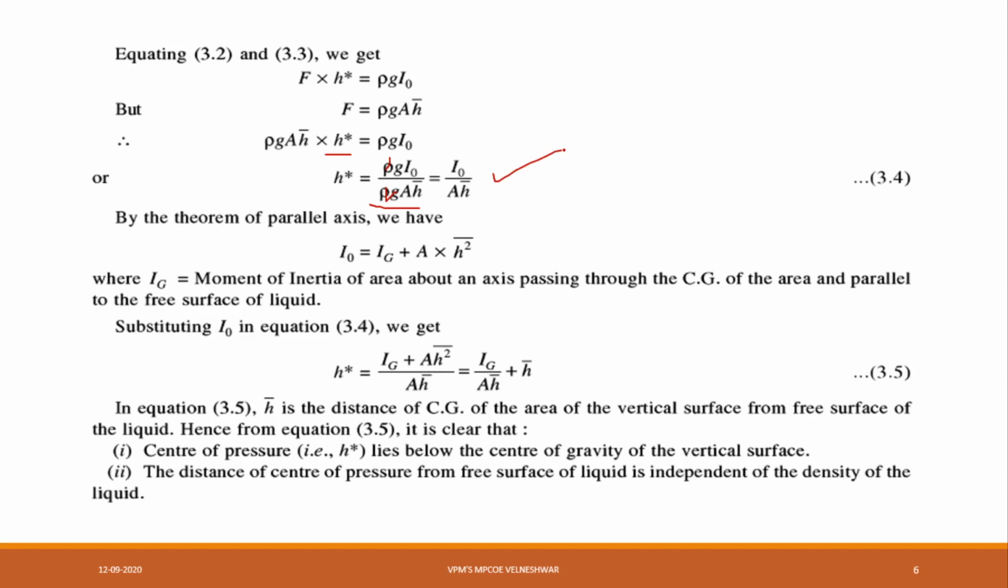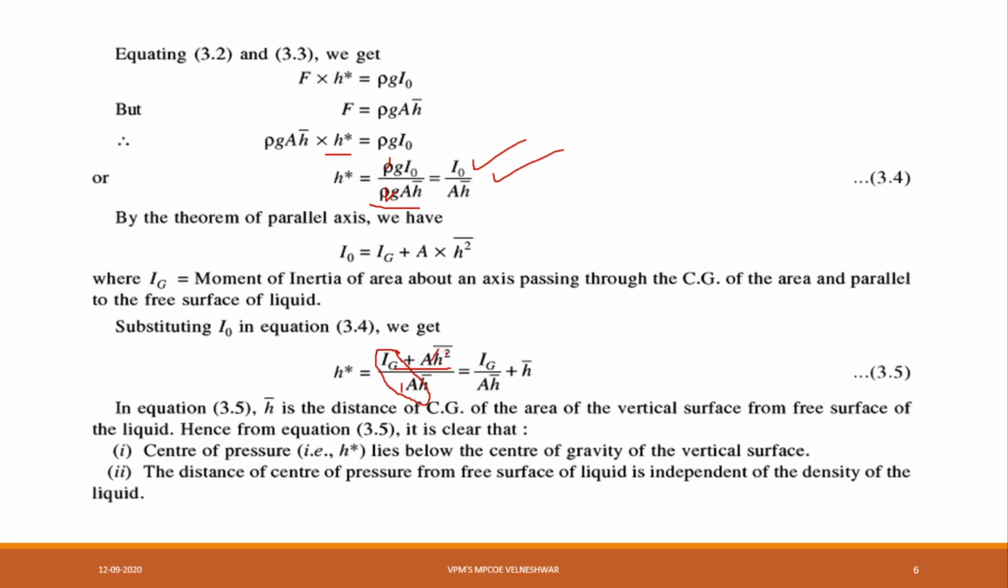Now, by the parallel axis theorem, I naught is equal to Ig plus A into H bar square. Generally, as I just said, it will be there in strength of materials. Mr. Shekhar Sawant will give the derivation and everything. Ig is nothing but the moment of inertia about the axis through the center of gravity. That is the final formula. H star is equal to, instead of I naught, Ig plus A into H bar square divided by A H bar. Now I separate both values: Ig divided by A H bar plus A H bar square divided by A H bar.